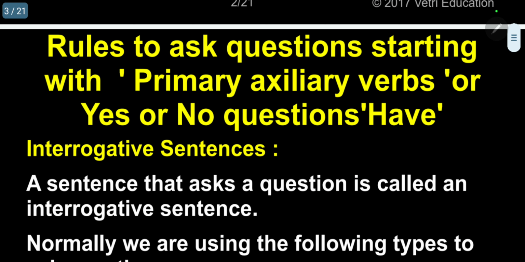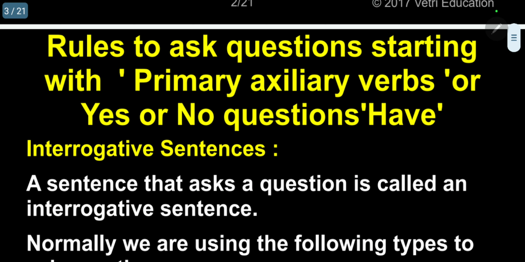Now, before starting to discuss the yes or no question, starting with have, let me give some introduction. It is my duty. In spoken English, whenever you want to raise questions, and whenever you want to give a suitable reply to the questions, you must follow some rules. The most important point: what are the methods available to ask questions? There are only three types we have in the literature.